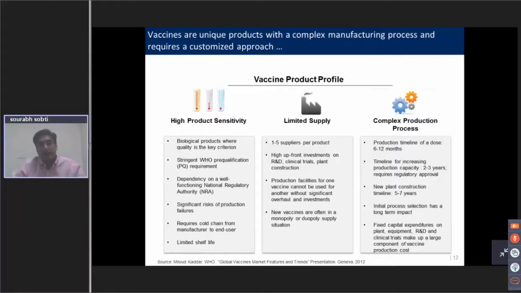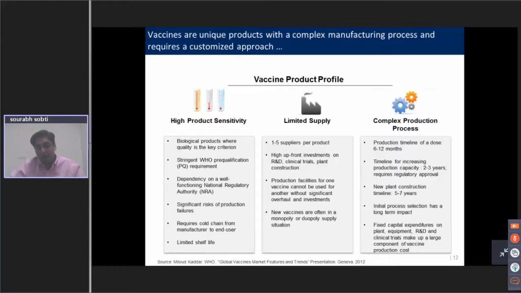Vaccine manufacturing is more complex. It requires high upfront investments on R&D, clinical trials, and plant construction. Whereas we recently heard about how a new vaccine plant or a greenfield manufacturing site would require about 3 to 5 years of time to be set up. Hence, the suppliers need to plan much ahead as compared to other products to be able to supply vaccines going forward.